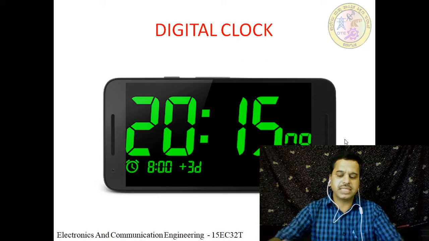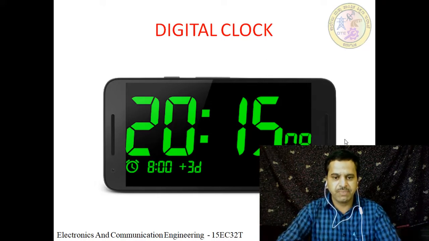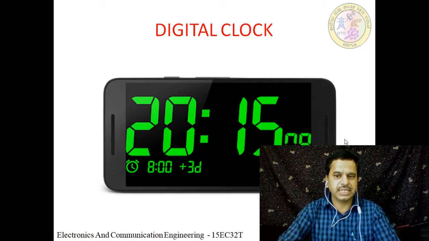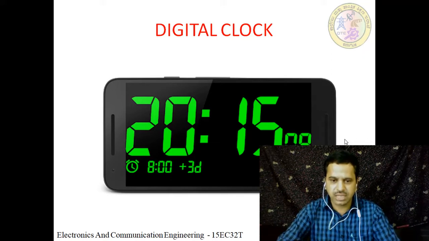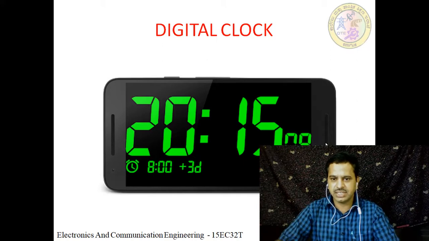Okay, where do you find these digital counters? We know that nowadays the world is digital. Everywhere we use digital systems. In your mobile also we have the timer, counter also. And in general we use the digital clock. Our wristwatches or wall clock also use the counter to count the minutes, hours and seconds. Sometimes we can also use it to display the temperature, pressure, whatever it is. So many applications are there.